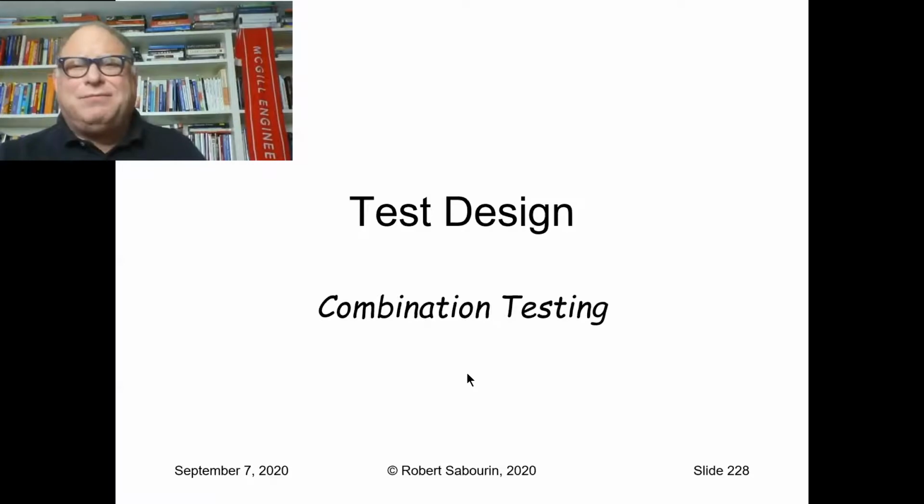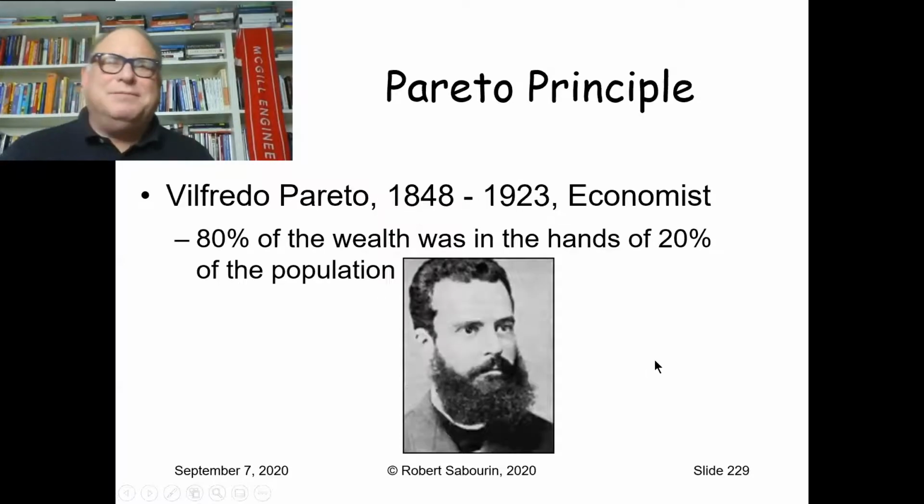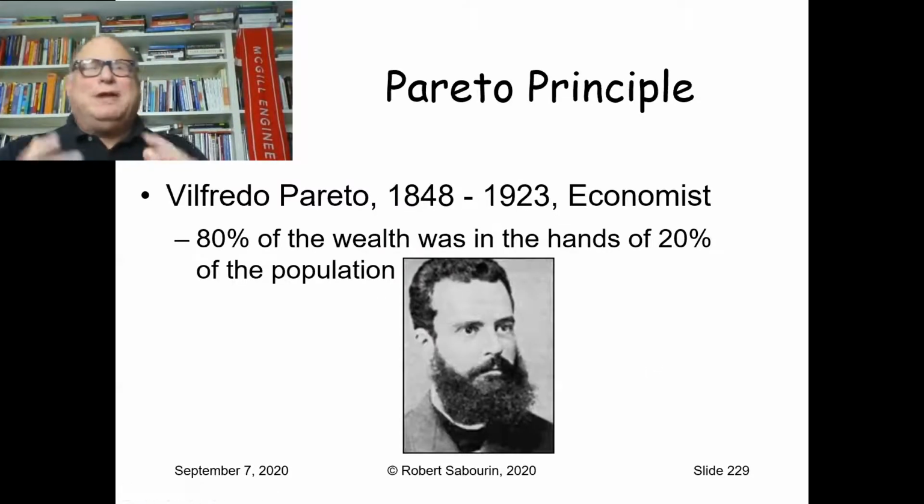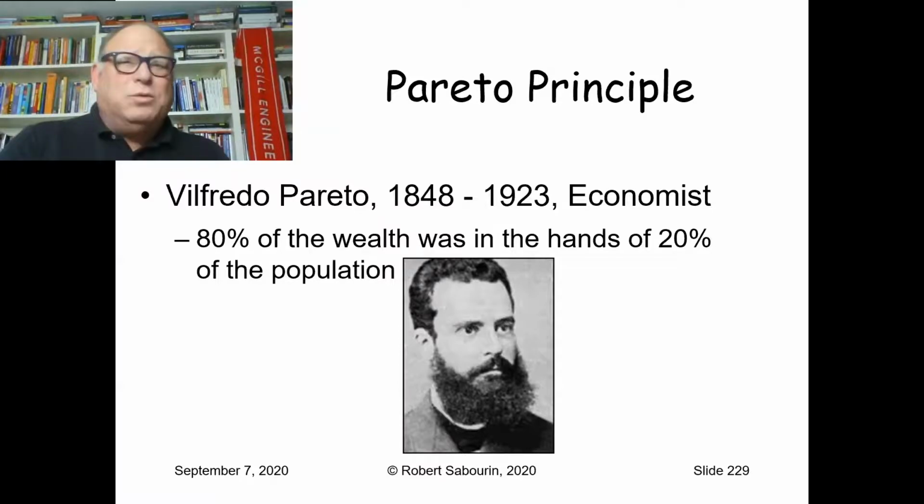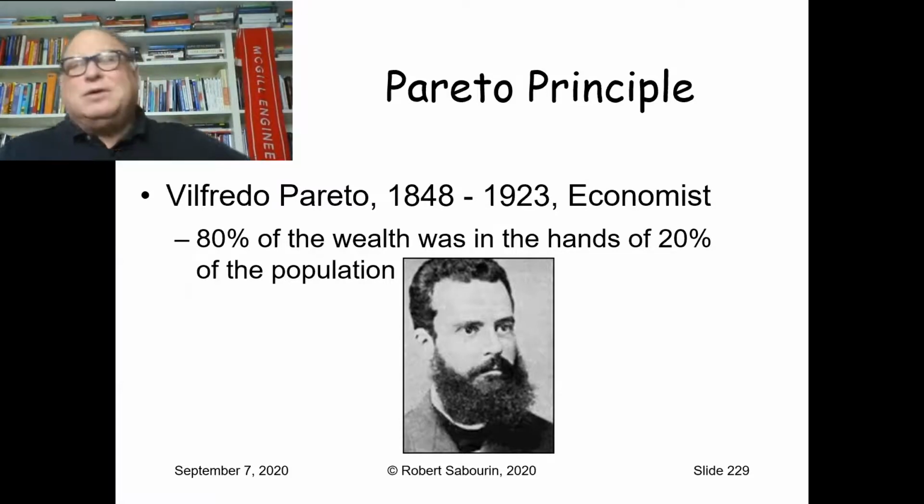Combinations testing. So it starts off with Vilfredo Pareto. Vilfredo Pareto was an Italian economist who studied in the late 1800s and early 1900s the distribution of wealth. And he discovered that the wealth distribution was a little bit lopsided. In fact, he found out that 80% of the wealth is in the hands of 20% of the population, 80% of the money, 20% of the people. This was a distribution that he noticed and observed to be true. It sort of makes sense, actually.